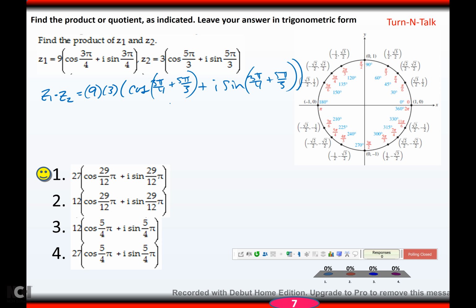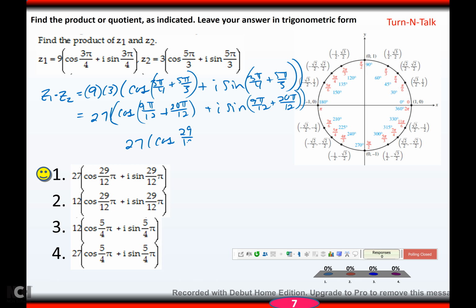Alright, we need a common denominator. That's going to be 27. Cosine is going to be 12 again, so this is going to be 9 pi over 12 plus 20 pi over 12, plus i sine 9 pi over 12 plus 20 pi over 12. That gives me 27 cosine 29 pi over 12 plus i sine 29 pi over 12. Okay, that is multiplication.